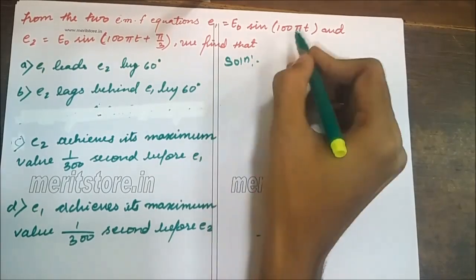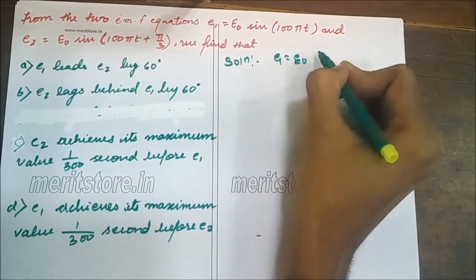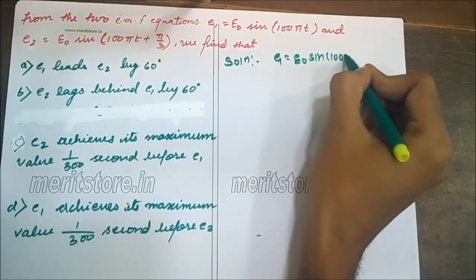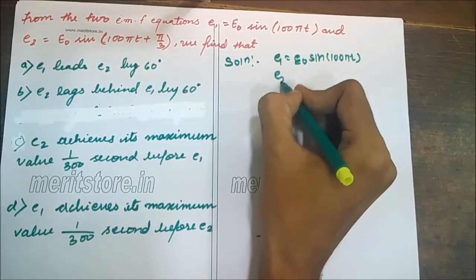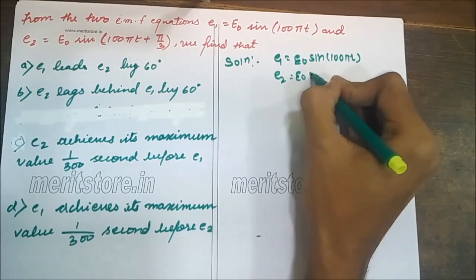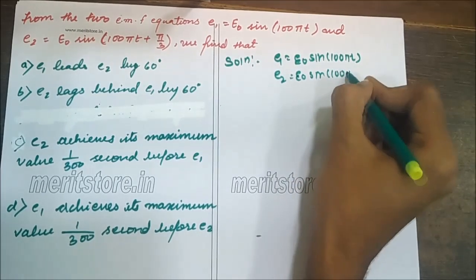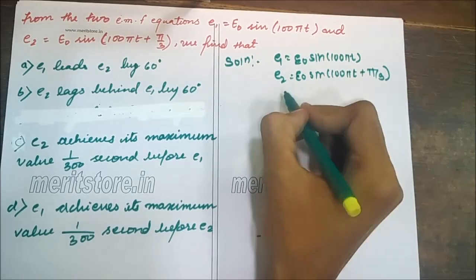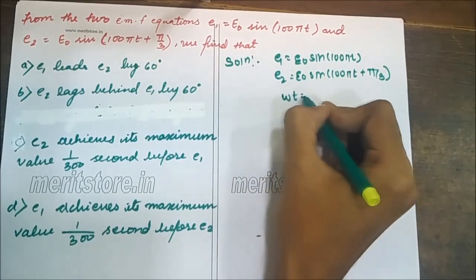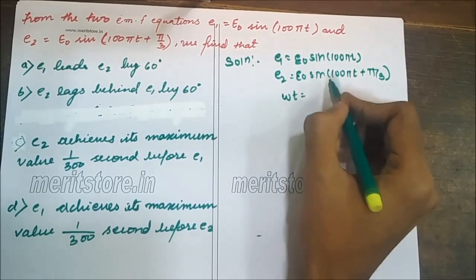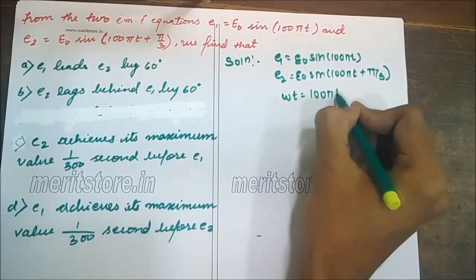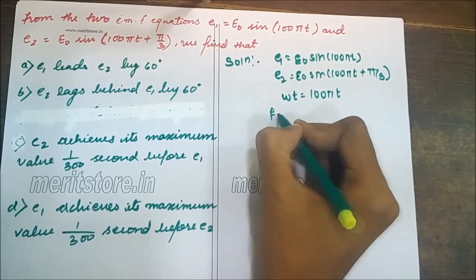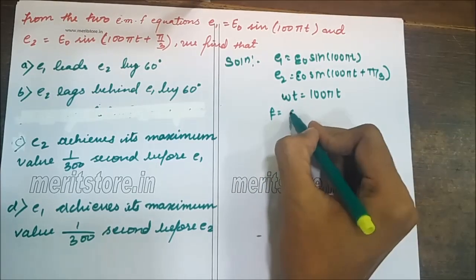So let's write down the equations first. E1 equals E0 sin 100 pi t and E2 equals E0 sin 100 pi t plus pi by 3. Basically, as you can see here, omega t is the same for both of them, that is 100 pi t. That means the frequency here comes out to be 50 hertz.